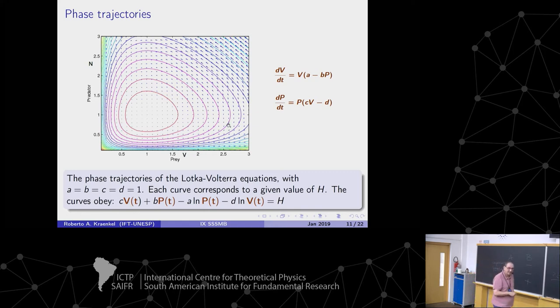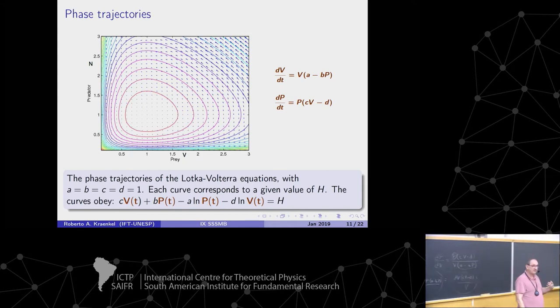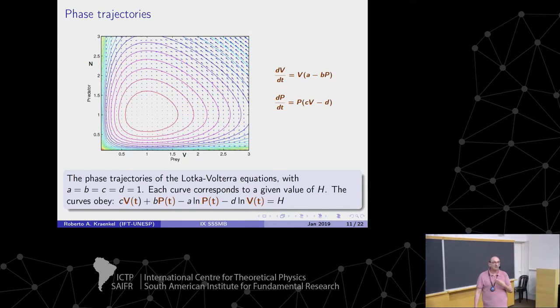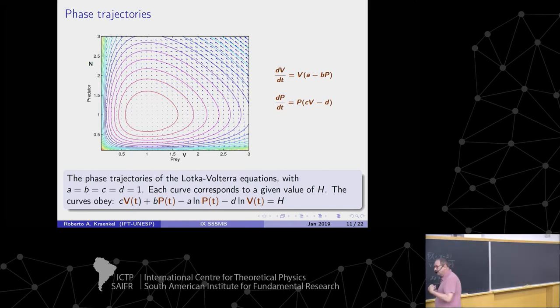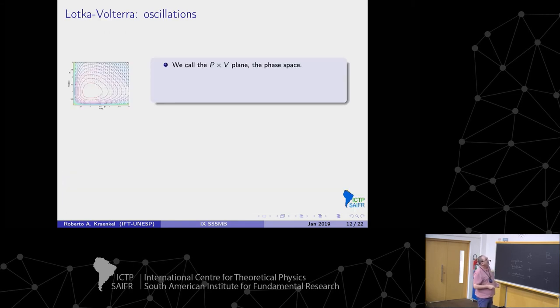So this is what people call the phase space or the phase portrait of the solutions of the Lotka-Volterra equations. Now we want an interpretation. So this is what I call qualitative analysis. I didn't solve the equation, but I got the phase portrait. And from this, we'll have a lot of information. So the first thing is, what does it mean?